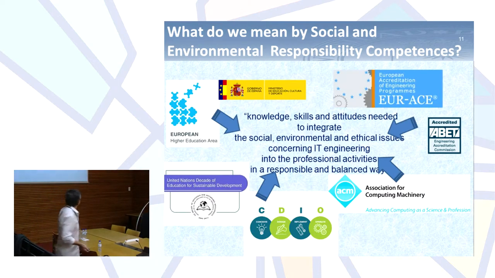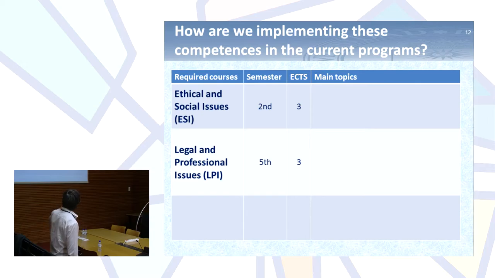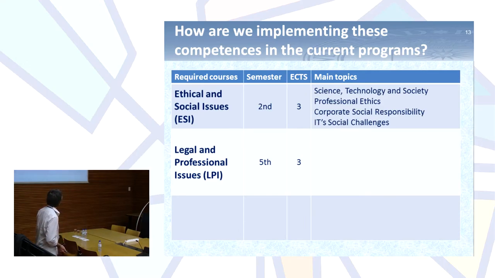This definition was based on different recommendations from accreditation boards, the CDIO educational initiative, and the Association for Computing Machinery. And how about the new subjects? There are two: in the first year, ethical and social issues, and in the third year, legal and professional issues. Both are three European credits. In the first one, we want the students to think and to know about the impact of IT technologies in our world and their relationship with society, all the impacts.